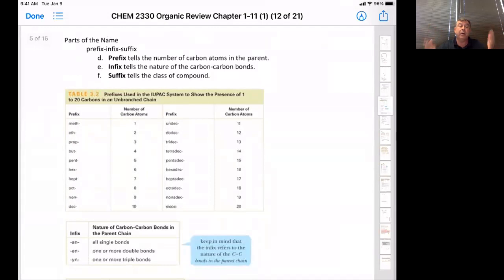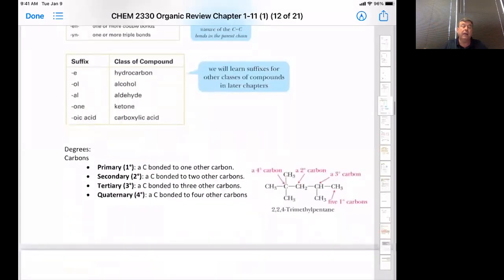Every single name has 3 parts. The prefix tells you all the substituents and the number of carbons in that longest chain. The infix tells you whether you have single bonds only, a double bond, or a triple bond, or a combination of the 2. The ene and the yne are there if you have double bonds or triple bonds. And then the e at the end is the suffix on hydrocarbons. That just means you have only a hydrocarbon. That ending changes by your functional group: ol for alcohol, al for aldehyde, one for ketone, and oic acid for the carboxylic acids.